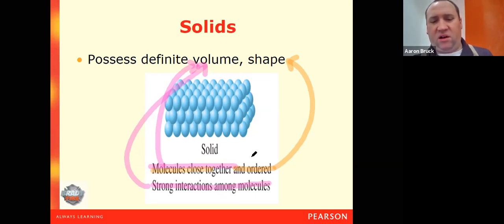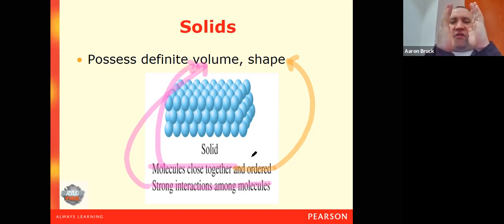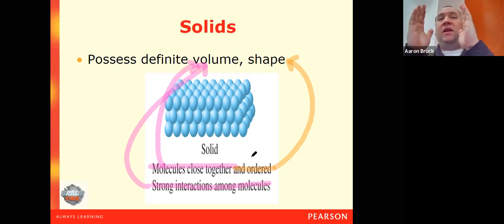And because they are close together, but mostly because of their order. So if I look at a solid from the molecular scale, what I should see is a very tight group of molecules that are arranged in a very orderly, very neat kind of fashion. There shouldn't be a whole lot of disorder. There shouldn't be a whole lot of disarray. They should be very ordered in their arrangement.